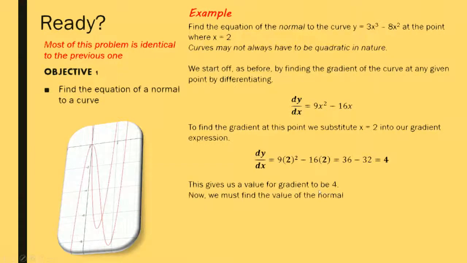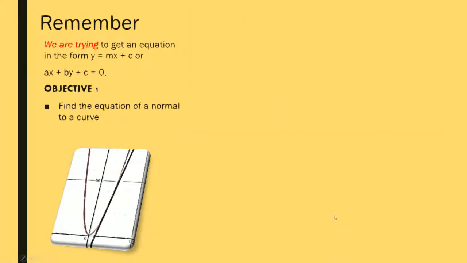Now we must find the value of the normal, or the value of the gradient of the normal. So we do our gradient of our tangent, 4, times the gradient of our unknown normal, which I'm just going to call m, and those multiply together to give you minus 1. I rearrange the 4 multiplying by the m. I want to do the inverse operation of that, that'll give me m equals minus a quarter. And that's the gradient of the normal at that point.